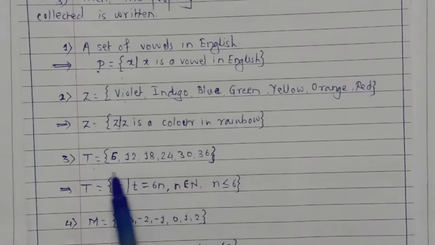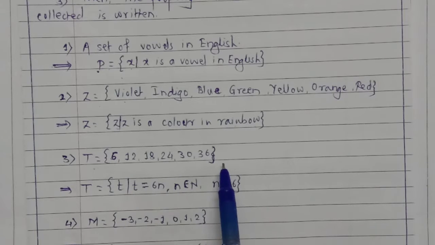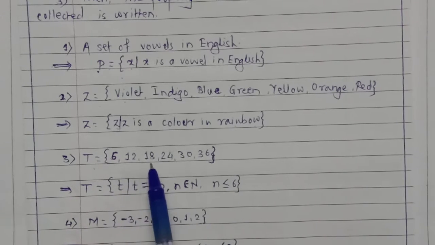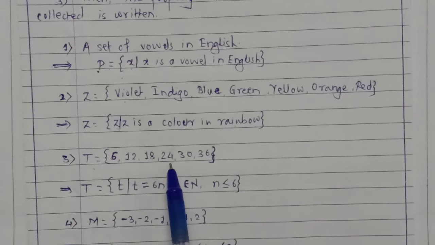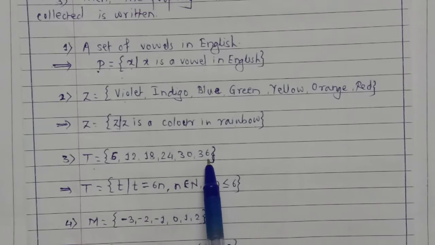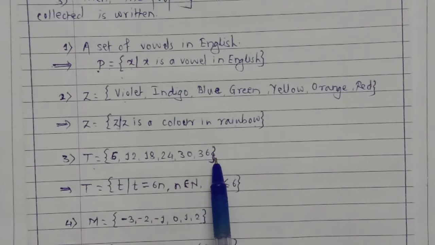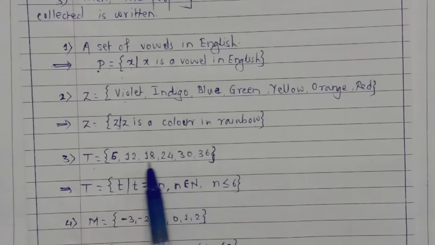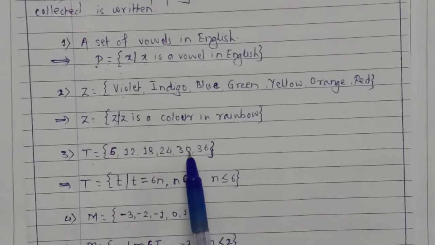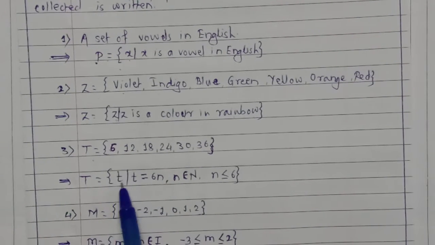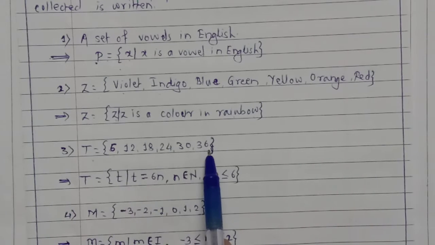Next example, here is a set T and its elements are 6, 12, 18, 24, 30, 36. If you observe, all these are the multiples of number 6. 6 ones are, 6 twos are, 6 threes are, 6 fours are, 6 fives are, 6 sixes are. Means these are the first 6 multiples of 6. So we have to write it by the rule method.